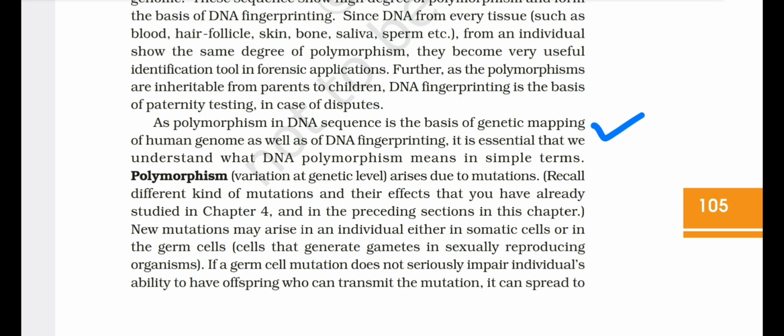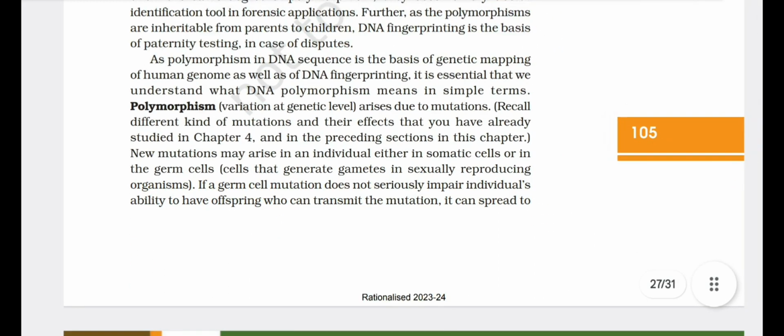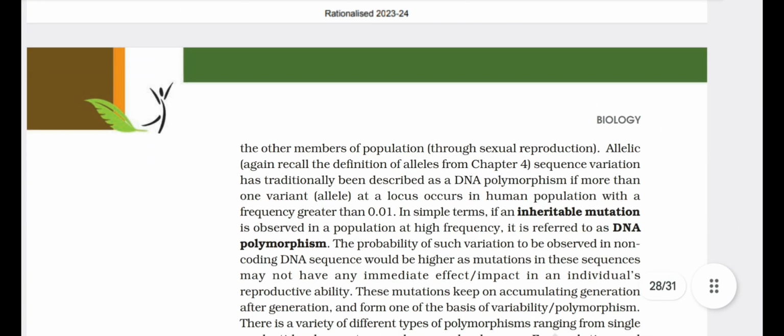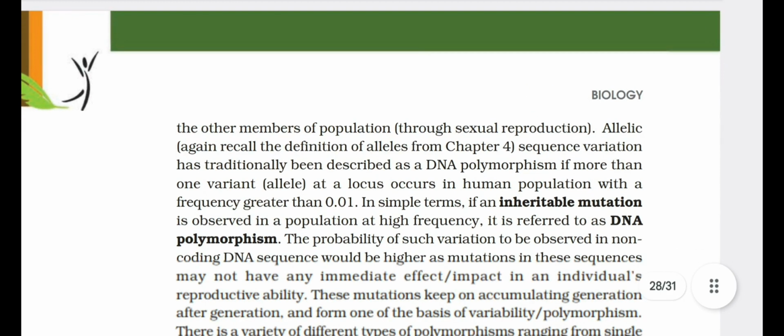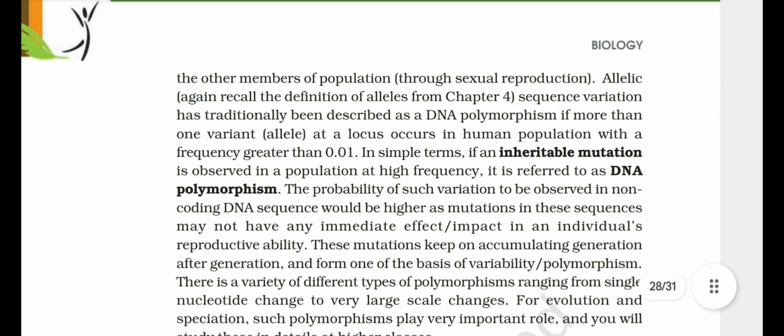Polymorphism means basically the variation that arises due to mutation. In chapter 4 you learned what mutation is. A new mutation may arise in an individual either in a somatic cell or in a germ cell. If a germ cell mutation does not seriously impair the individual's ability to transmit the mutation, it can spread to other members of the population. Allelic sequence variation has traditionally been described as DNA polymorphism.